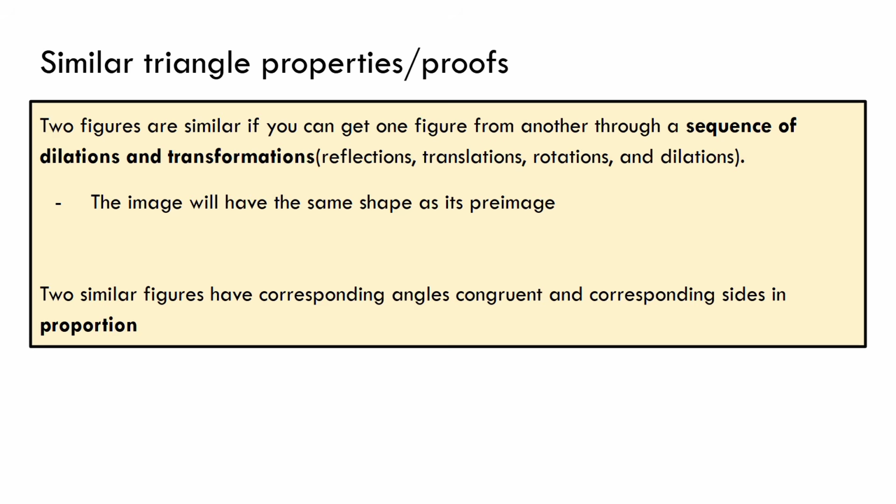Okay, so 2 figures are similar to each other if you can get one figure from another through a sequence of dilations or transformations. So they include both rigid and non-rigid motions. The image will have the same shape as its pre-image, which basically means that it'll be similar to each other, right? 2 similar figures have congruent corresponding angles and corresponding sides in proportion. They don't have to be congruent to each other, or else it will be 2 congruent figures.